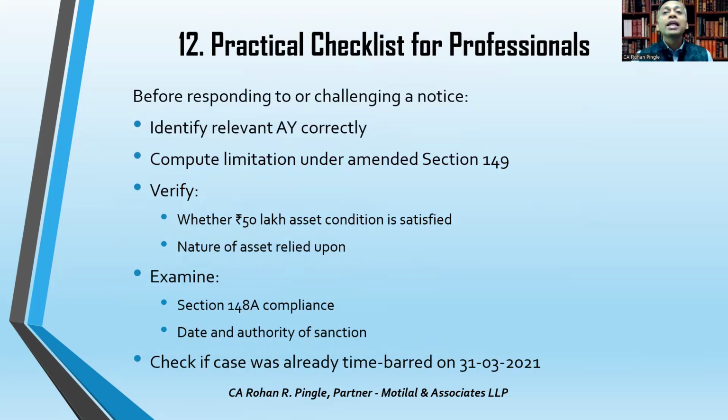Let's see the practical checklist for professionals. Before responding to or challenging a notice, identify the relevant assessment year correctly. Compute the limitation under amended section 149 and verify whether the rupees 50 lakh asset condition is satisfied or not. Nature of asset relied upon. So examine section 148A compliance, date and authority of sanction. So check if the case was already time barred on 31st March 2021.